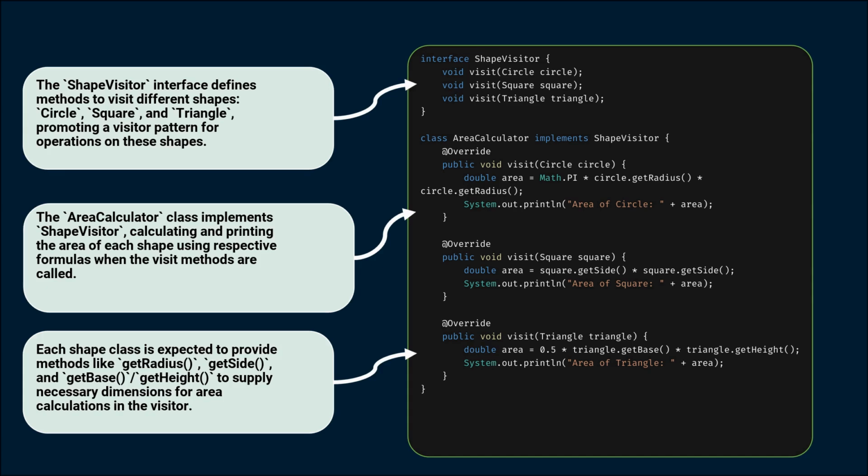This structure demonstrates the visitor pattern's strength, allowing us to define new operations without changing the original shape classes. Each visit method encapsulates the behavior specific to each shape, showcasing how easily we can augment our system with new functionalities simply by creating new visitors that adhere to the established interface. Now let's implement the following main class to bring our visitor pattern to life.